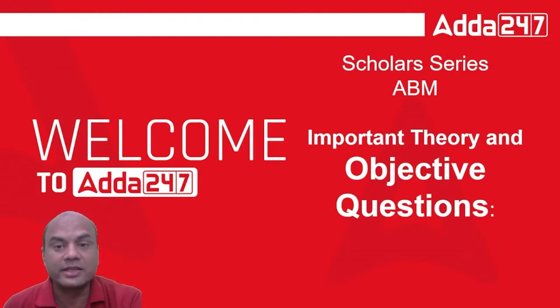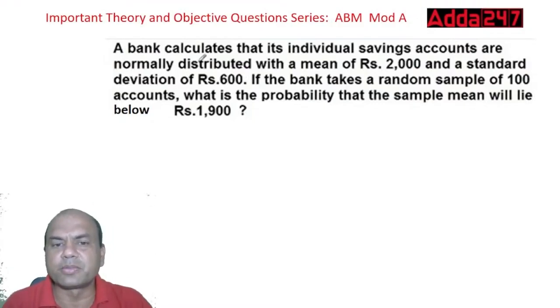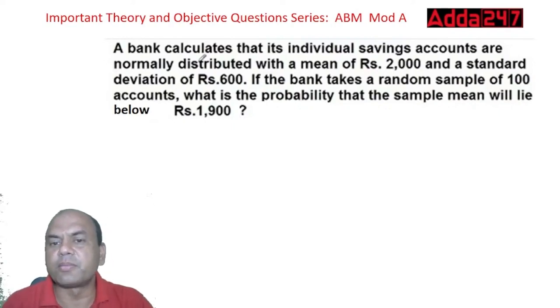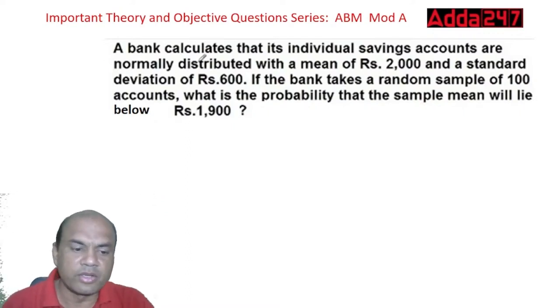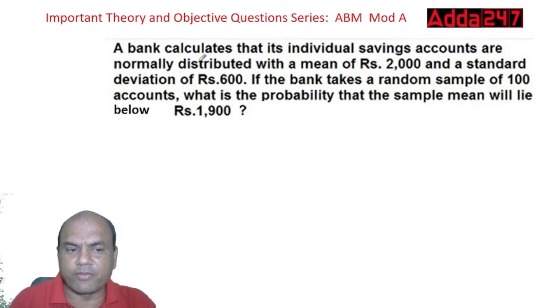Okay, let's start. A bank calculates that its individual savings accounts are normally distributed with a mean of 2000 and a standard deviation of 600. If the bank takes a random sample of 100 accounts, what is the probability that the sample mean will lie below 1900? This is a bit difficult to understand. Everyone pay attention, because it is a very important part.